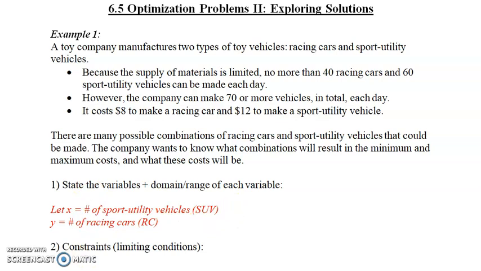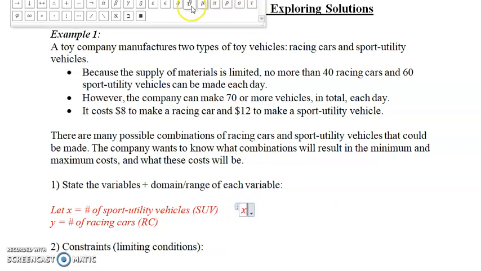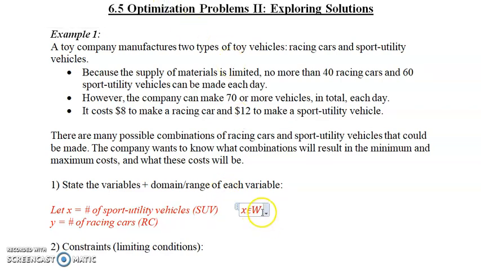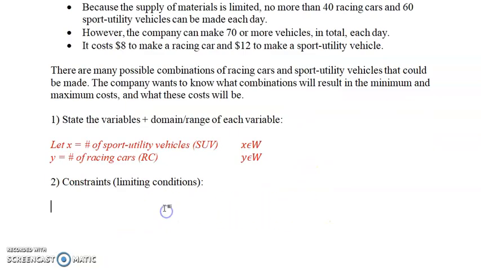Any restraint on the domain and range? Well, in this case, obviously, X has to be an element of whole numbers. You cannot have decimal vehicles, but you could have 0. And Y is also an element of whole numbers. So the sport utility and the race cars have to be 0 or greater. So what are some of the constraints? It told us that the race cars are 40 and the sport utilities no more than 60, right? So it can be 60.